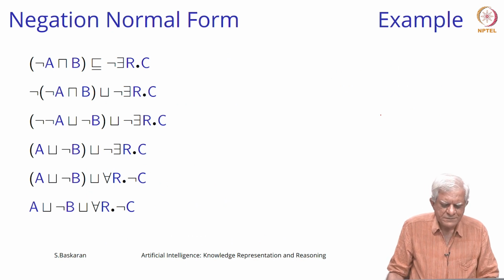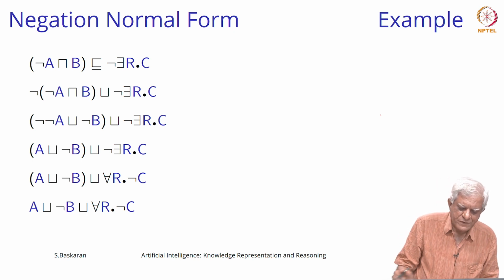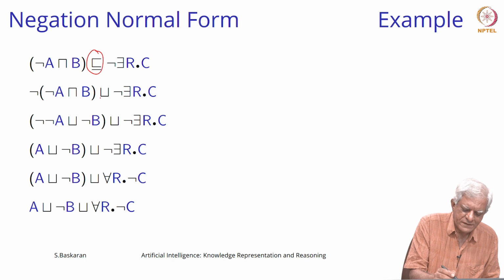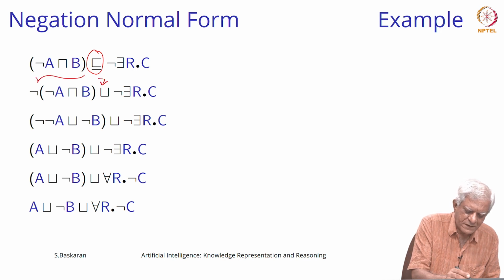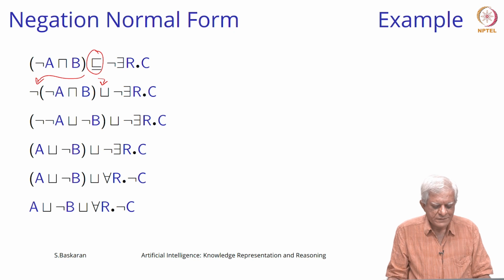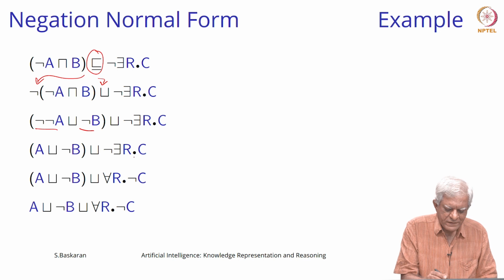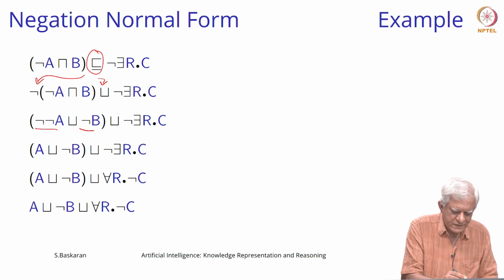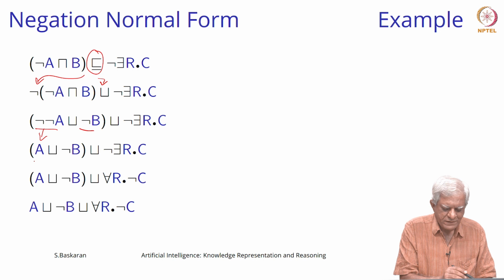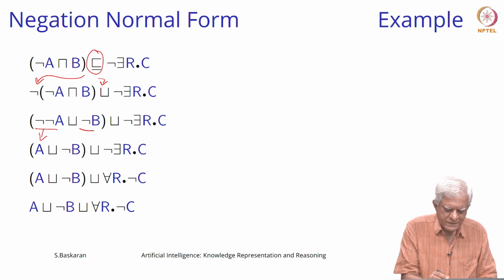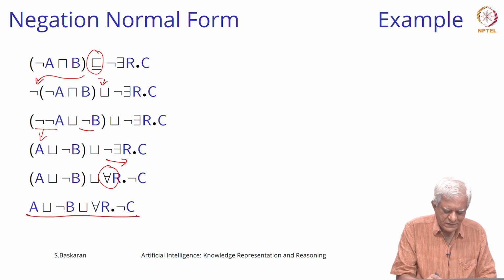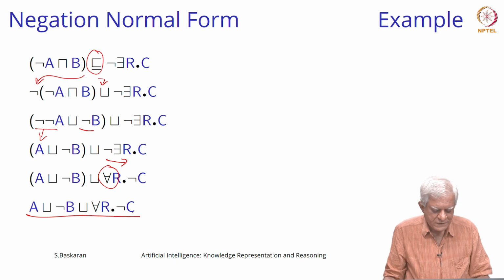This is an example of converting things into negative normal form. So, you see that first we have eliminated this and replaced it by this and by this, and then we have pushed the not inside here, and then we have replaced this by A, and then we have pushed this not inside here, and that has become for all now, and now we have a compound concept essentially.